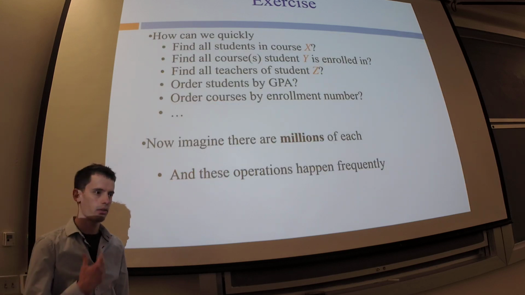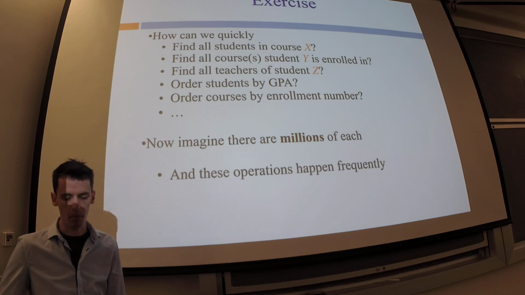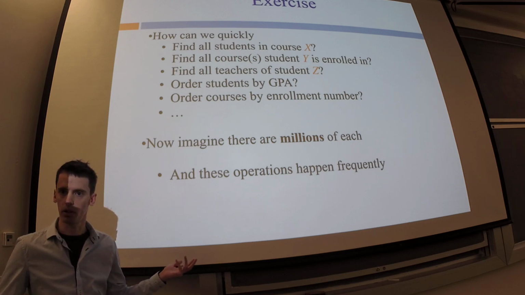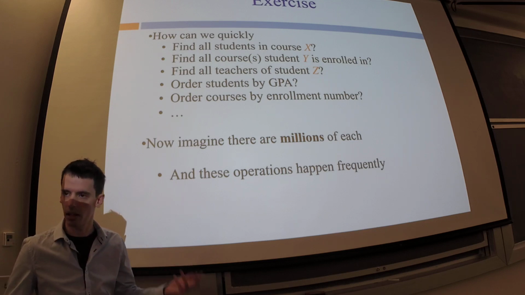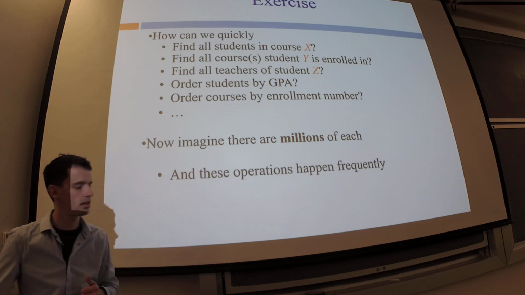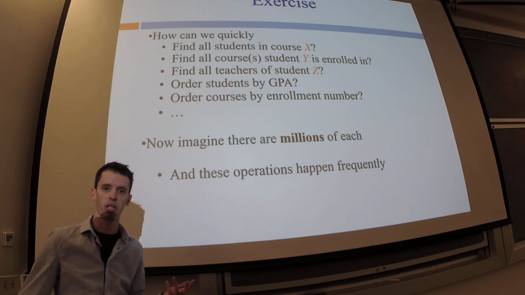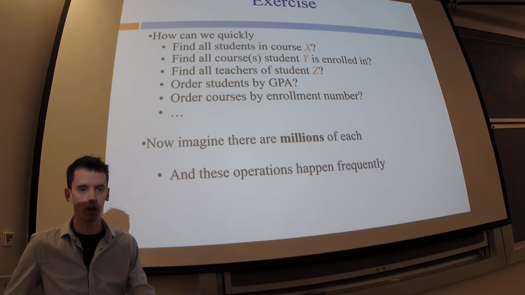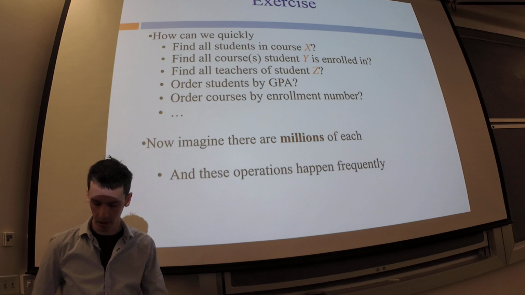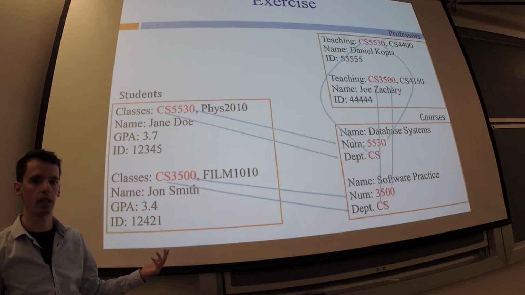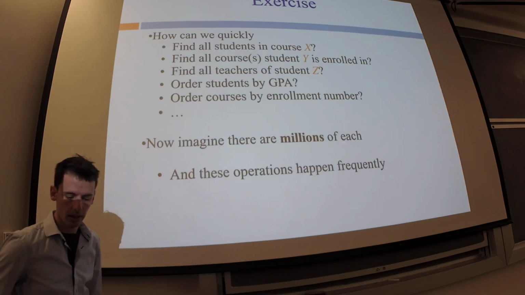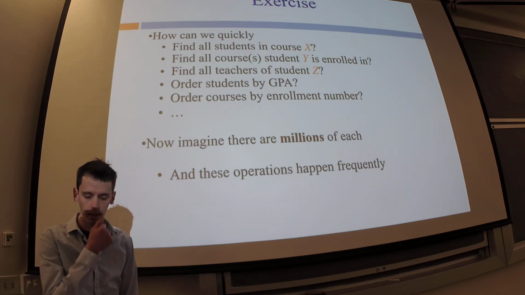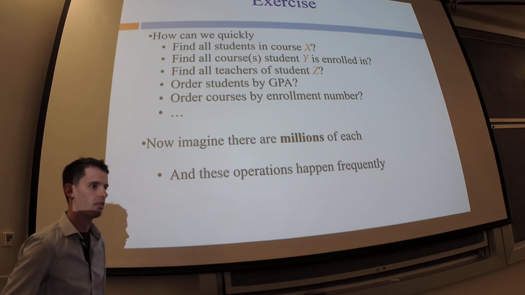So, assuming we're doing something like this, how can we quickly find all students enrolled in course X, find all teachers of a certain student, or other queries that you can't really predict, but you might want to ask of this data. Order students by GPA, order courses by enrollment number. Enrollment number is not directly stored here, but you could infer it by doing some counting. Now imagine there are millions of each, not just 2 per file, and these operations all happen very frequently.